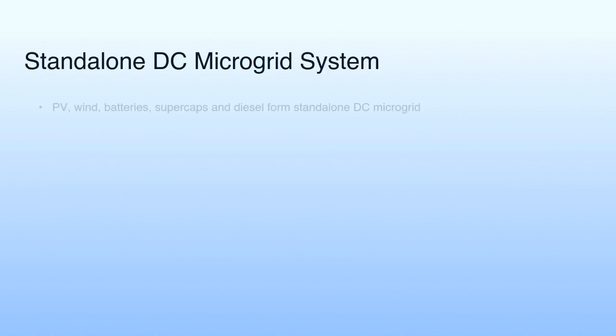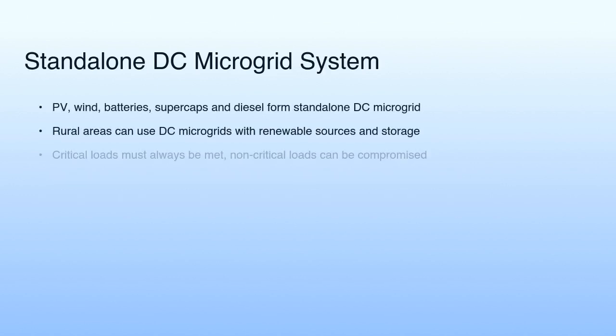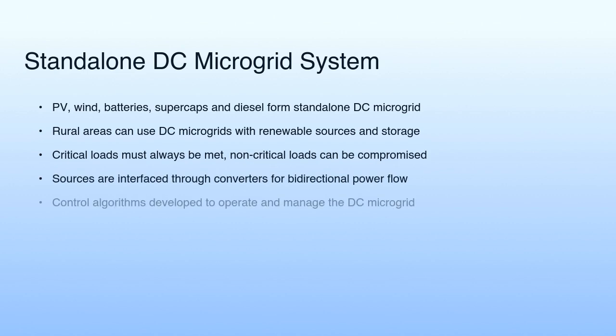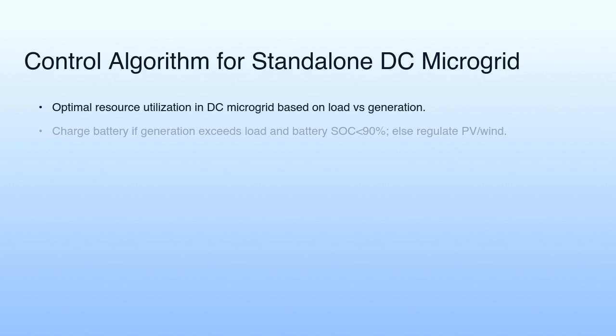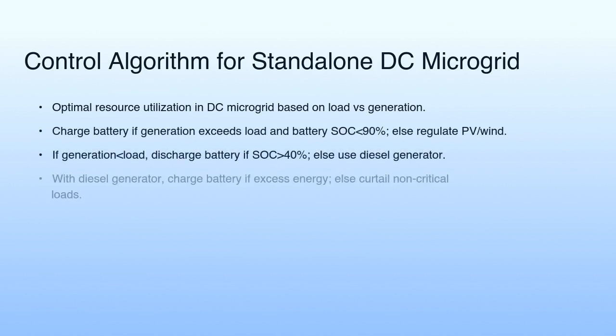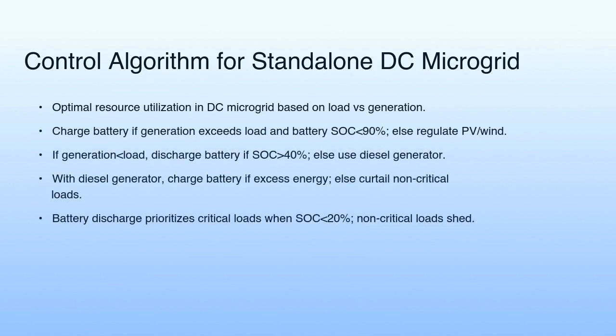A standalone DC microgrid system comprises renewable sources like PV and wind, batteries, supercapacitors, and diesel generators. It caters to critical loads while managing non-critical loads, with sources interfaced through converters for bidirectional power flow. The control algorithm optimizes resource utilization based on load versus generation in a standalone DC microgrid.